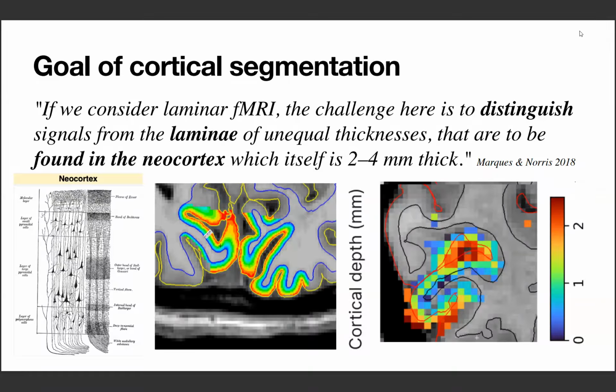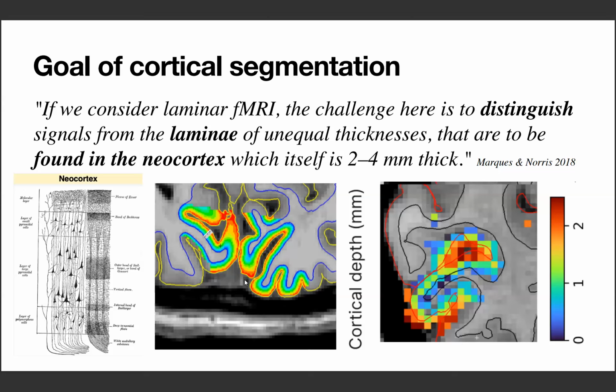So the goal. I took this from a paper from Jose and David, where they mentioned that if we consider laminar fMRI, the challenge is really to distinguish these layers of unequal thicknesses that are found in the neocortex, which itself is very small. So if we look at that image that we've seen yesterday in a couple of talks and we place it here in our layers, we see that it's really tricky to get this accuracy across the whole brain.